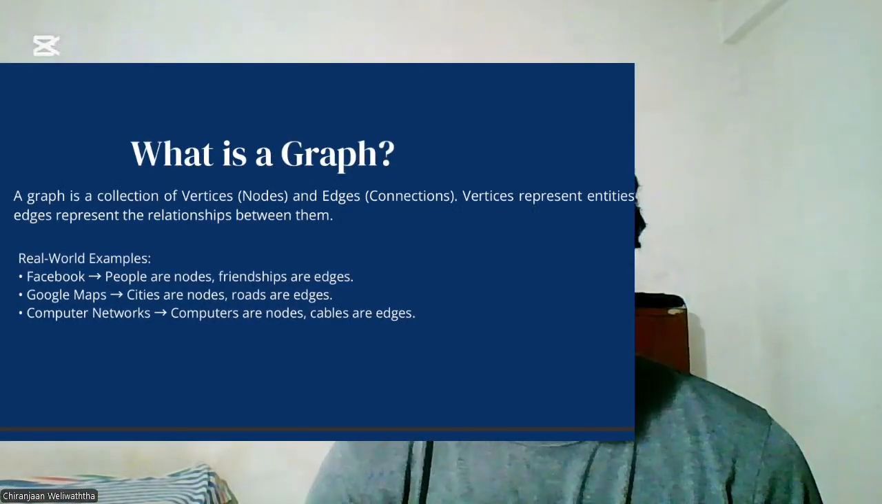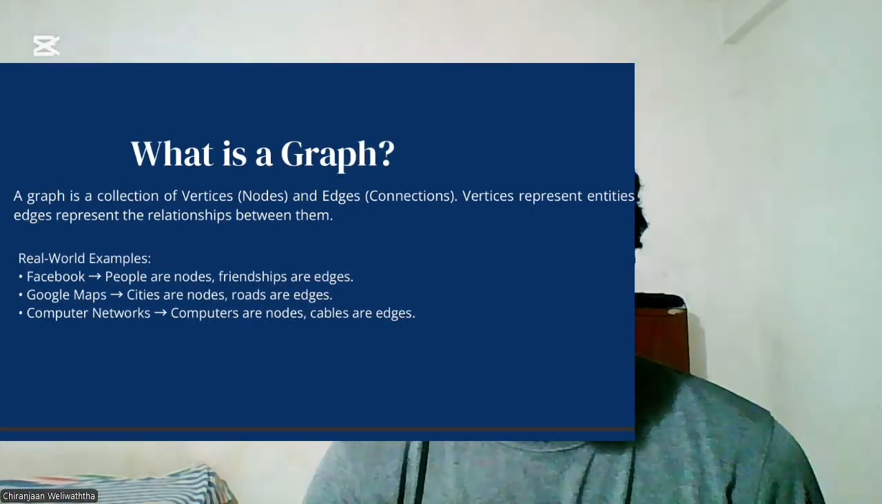Graphs are one of the most important data structures in computer science. They are used in social networks, Google Maps, recommendation systems, and many other applications. What is a graph? A graph is a collection of vertices and edges. Vertices means nodes, edges means connections.